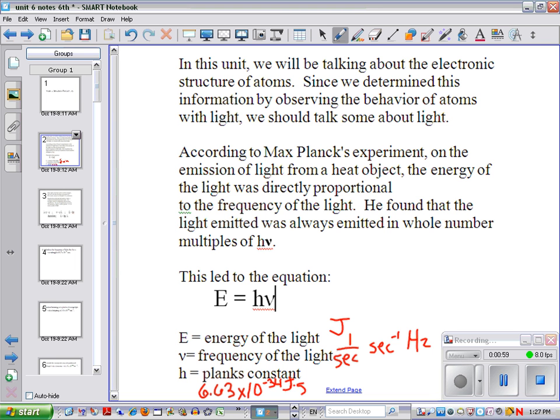Now, this constant and this formula are all going to be found on that AP equation sheet when you take the test. Now, I've already said that this is directly proportional, but you can see that if you increase frequency here, because you're multiplying it by a constant, it's going to increase the energy on this side.